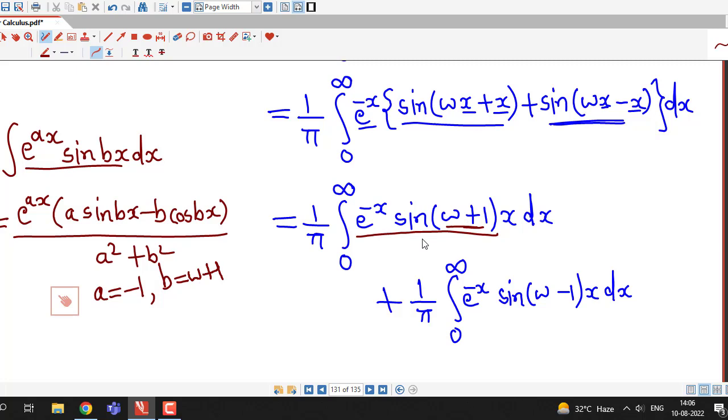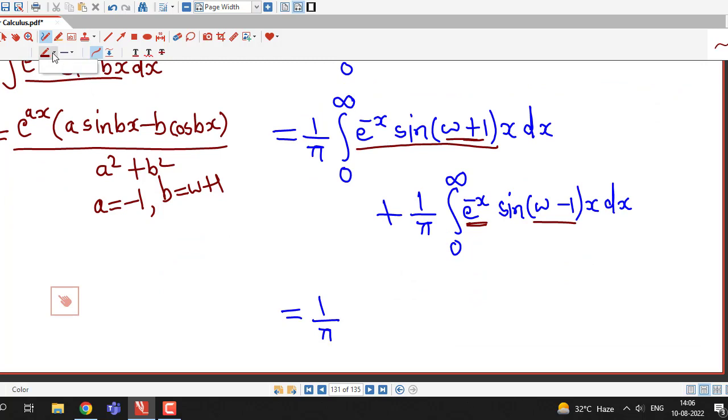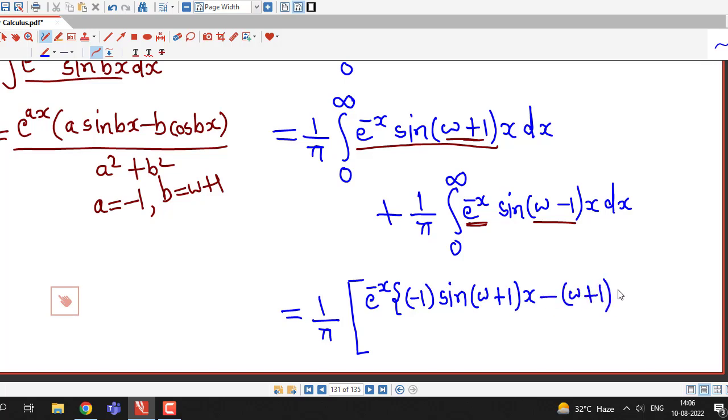So for the first part, b is omega plus 1, a is minus 1. Similarly for this integral, a is minus 1 but b is omega minus 1. So now we use that formula. I will write it in this way: e raised to minus x into (a sin bx minus b cos bx), where a is minus 1 and b is omega plus 1, so sin of (omega plus 1)x minus (omega plus 1) cos of (omega plus 1)x, divided by a squared plus b squared.